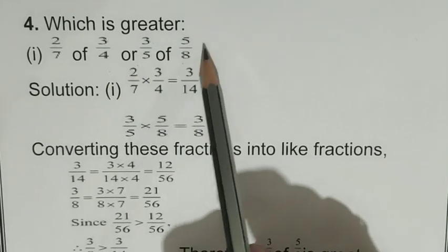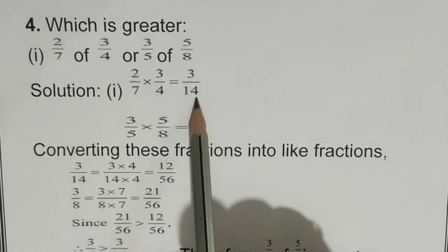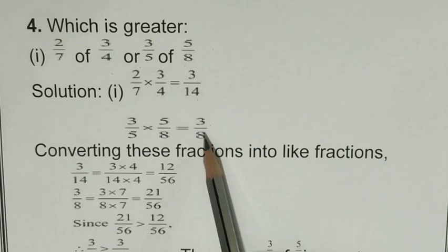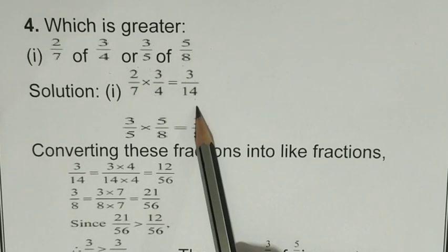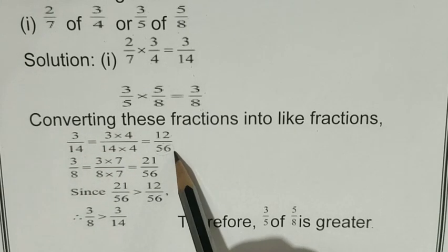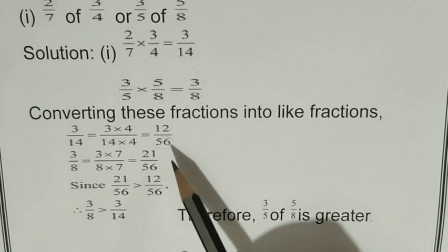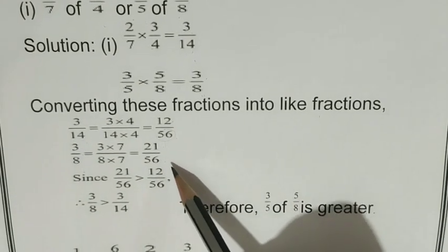Which is greater? 2 by 7 of 3 by 4 or 3 by 5 of 5 by 8. 2 by 7 of 3 by 4 means it is 3 by 14, right? Now 3 by 5 of 5 by 8 means it is 3 by 8. See, the denominators are different, here 14 and here 8. So we should convert into like fractions. So the denominator became 56. 3 by 14 means 12 by 56. 3 by 8 means 21 by 56. Now you can compare easily which one is greater.